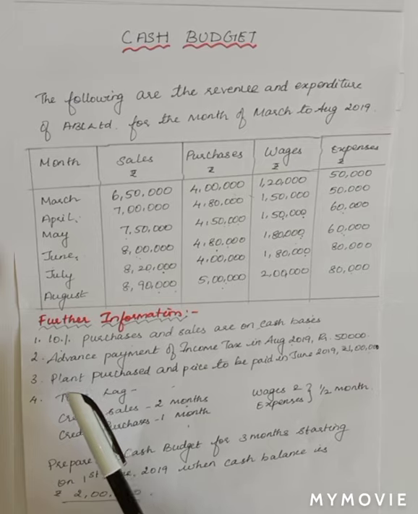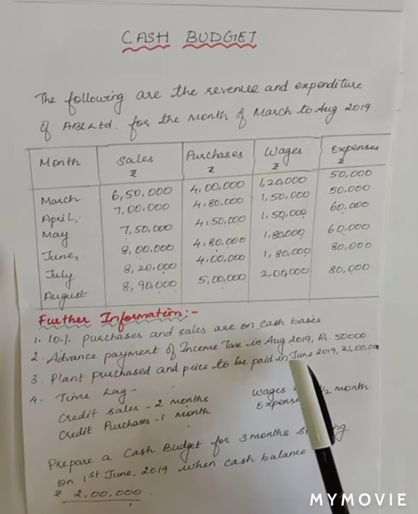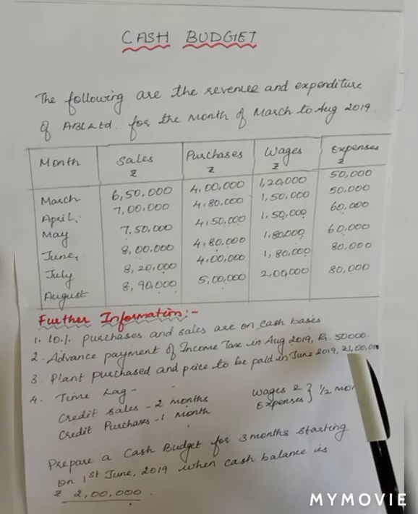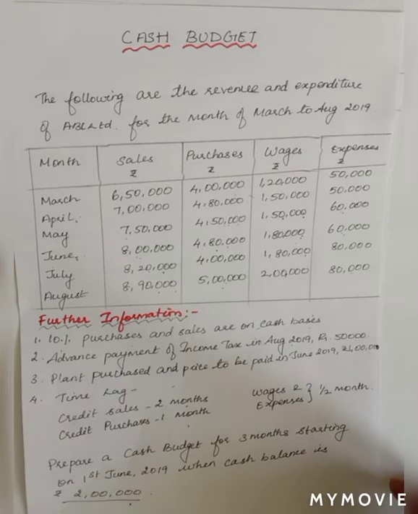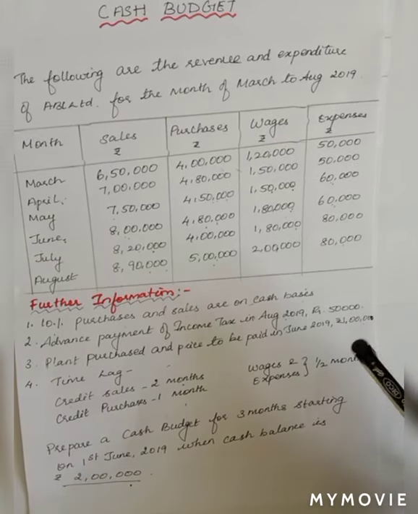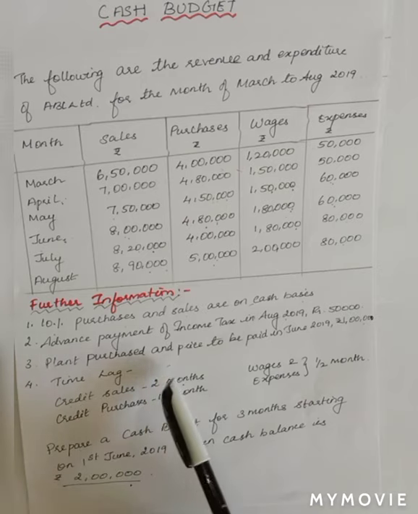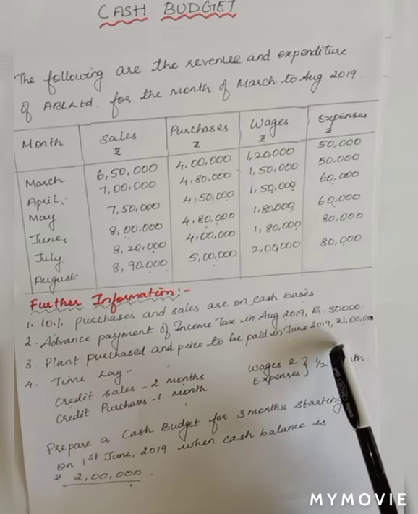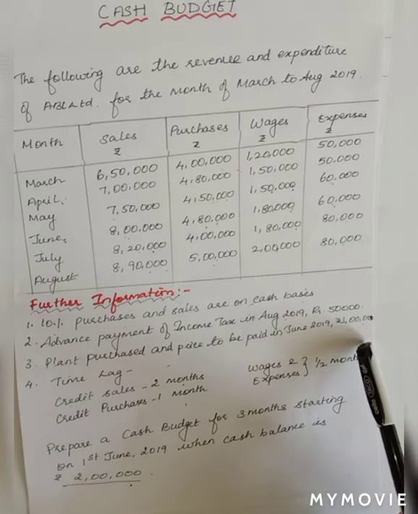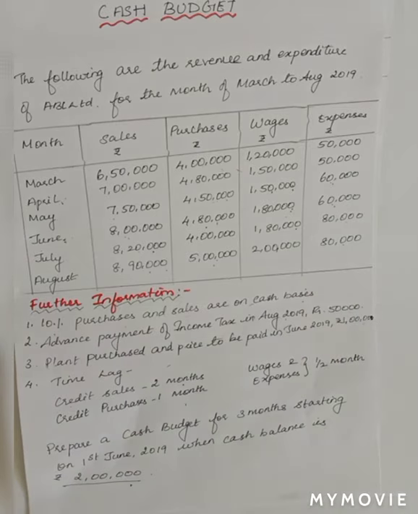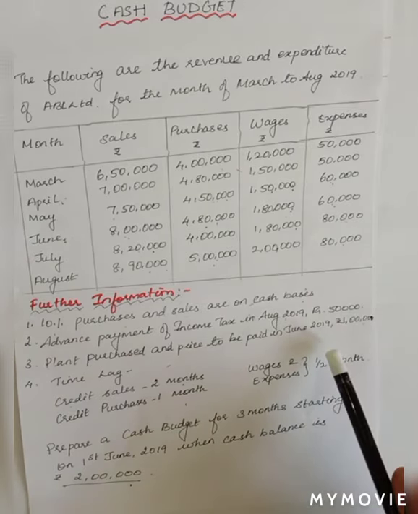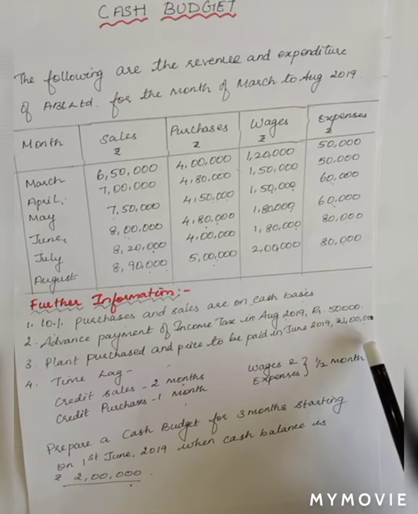See the second statement: advance payment of income tax in August 2019, 50,000. So in August 2019, you are supposed to pay 50,000 rupees as tax. The third one: plant purchased, and price to be paid in June 2019, 1 lakh. A plant purchased earlier has to be settled, and the payment has to be made in June 2019.